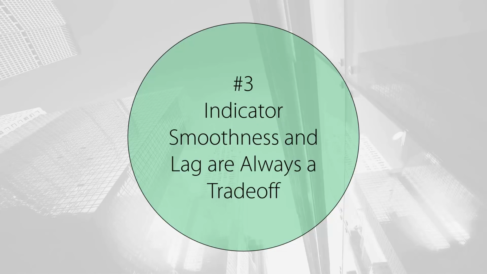Tip number 3. Indicator smoothness and lag are always a trade-off. There is a huge incentive to build a technical indicator that has little to no lag at the same time it has the greatest possible degree of smoothness. Lag and smoothness are two sides of the same coin, so when you increase one, you will automatically increase the other. If you increase indicator smoothness, you will inevitably increase lag. If you decrease indicator smoothness, you will automatically decrease lag simultaneously.